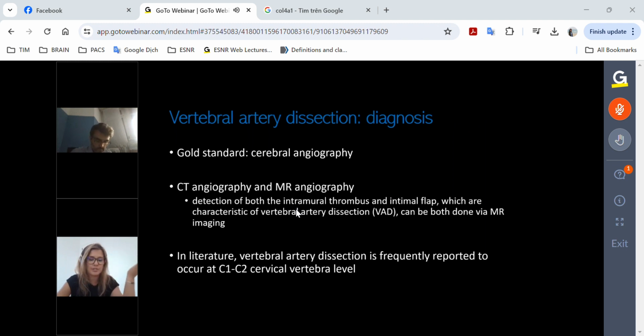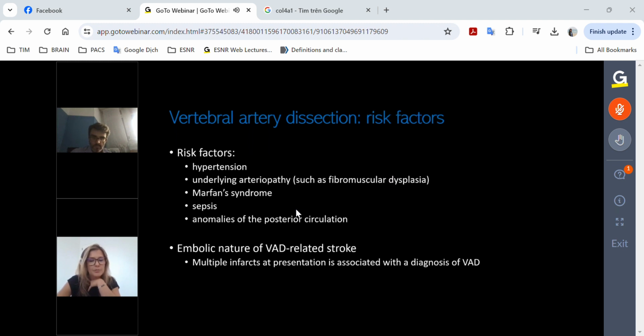The gold standard, of course, is cerebral angiography, but when the patient is unstable, you go to angio-CT, and it's very, very sensitive to detect the intramural thrombus and the flap, though not in our case because the CT scan was very old. MR is also very sensitive, but of course in the acute setting it's not indicated. There are some risk factors, but in this case, since it was traumatic, he didn't have any.